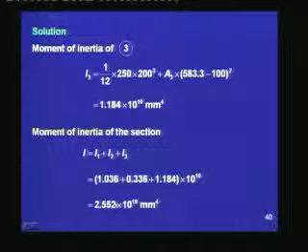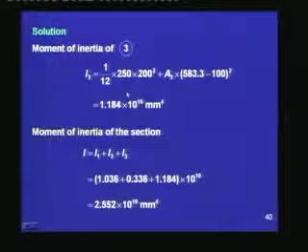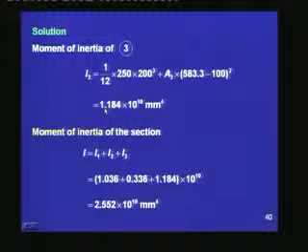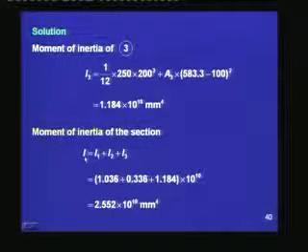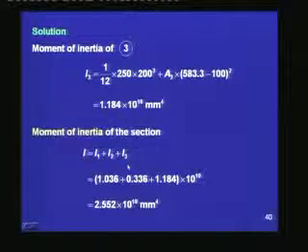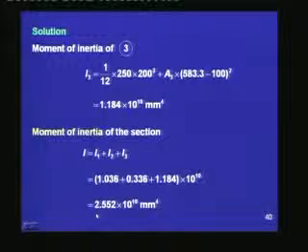Moment of inertia of 3 is also available similarly, that I3 is equal to the moment of inertia about its centroid plus the area times the distance square, and once we substitute the values, we get I3 is equal to 1.184 times 10 to the power 10 millimeter to the power 4. The total moment of inertia of the section I is equal to I1 plus I2 plus I3, and once we substitute all the 3 values, we get I is equal to 2.552 times 10 to the power 10 millimeter to the power 4.